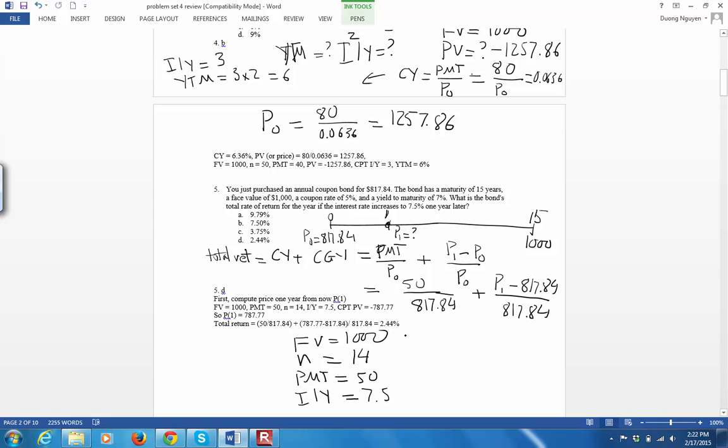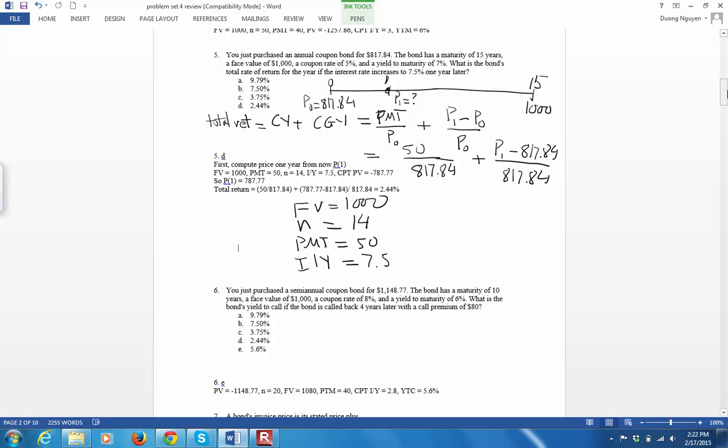What else do you need? All you need is to find the present value. Use the calculator, and you should be able to get 787.77. Now this is the price in 1 year. So you put in the formula, P1 is equal to 787.77, and the answer is equal to 2.44%.